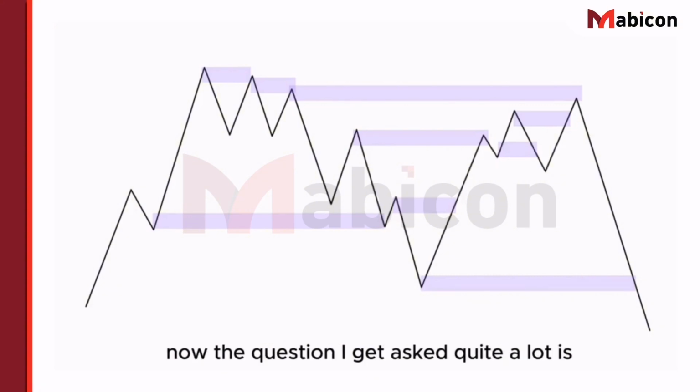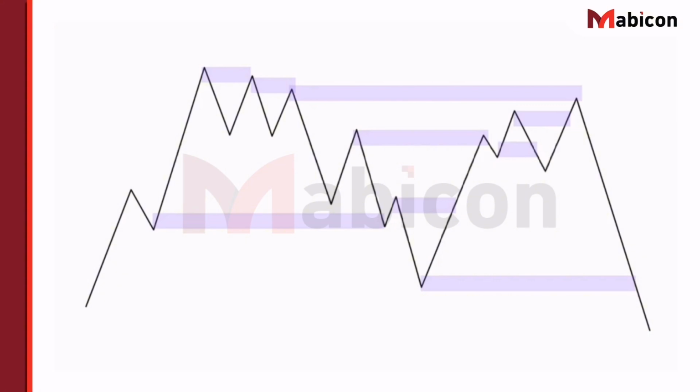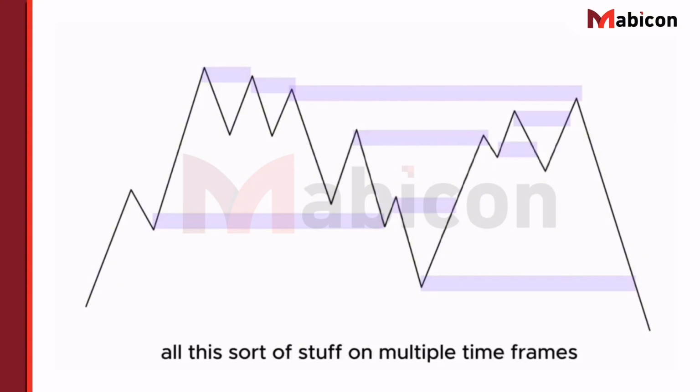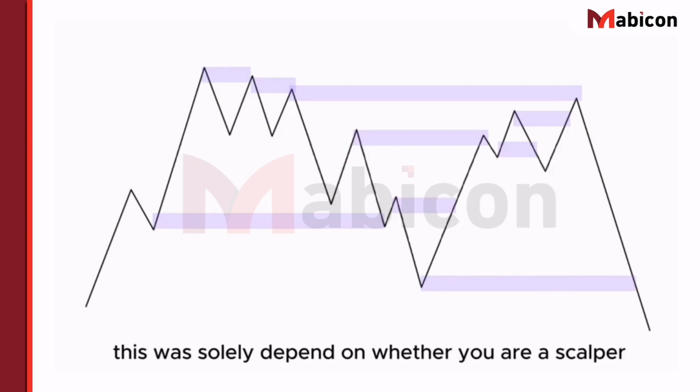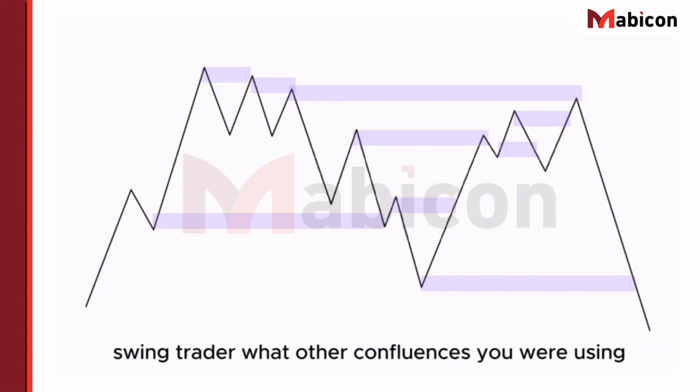Now, the question I get asked quite a lot is which time frame do I use? Quite simply, the markets are fractal. So you will find POIs, breaks of structure, fair value gaps, candle patterns, all this sort of stuff on multiple time frames. But one important thing to understand is the higher time frame holds much more weight and significance than the lower time frames. So there is no magic time frame to be looking for your POIs. This will solely depend on whether you are a scalper, intraday trader, swing trader, and what other confluences you are using.